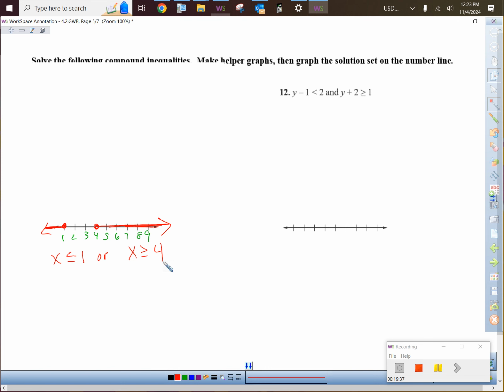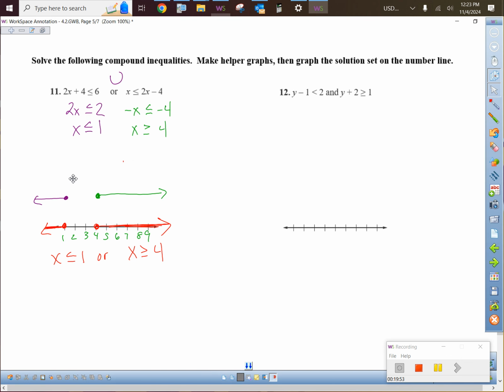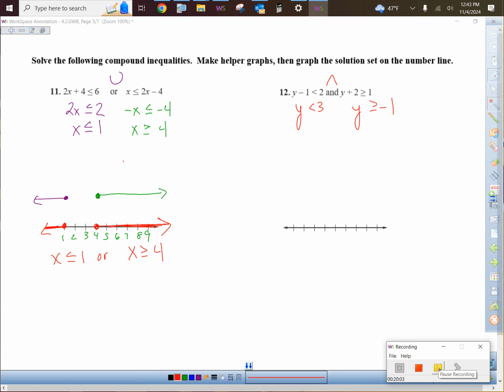Groovy? Let's try that again. What's the magic word though? And or? What does it mean? Boom, intersection. Right? That's an intersection. Solve both of them for y. Check them with mine. And then find your smaller number.